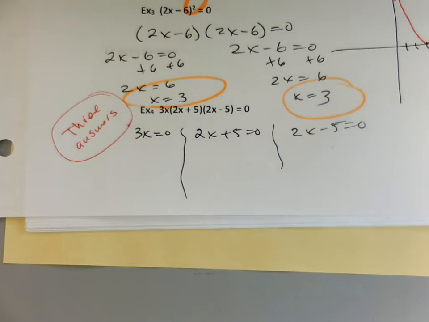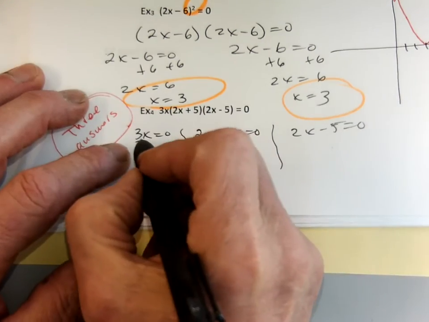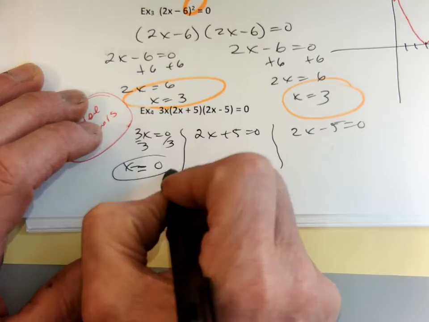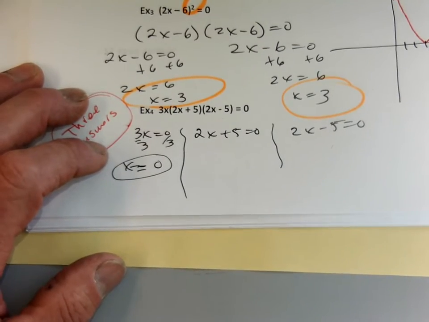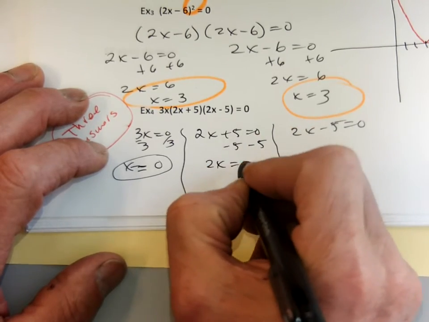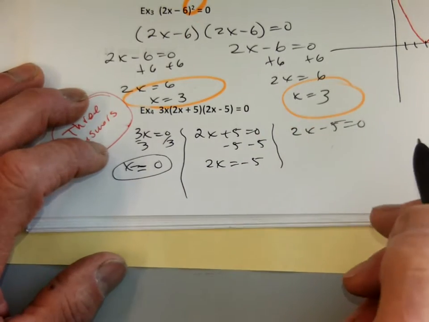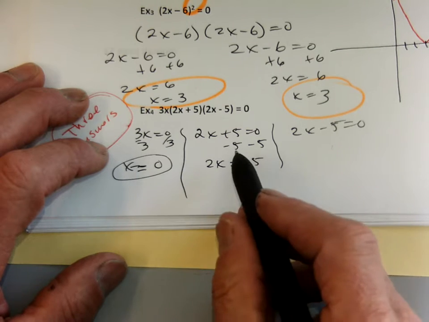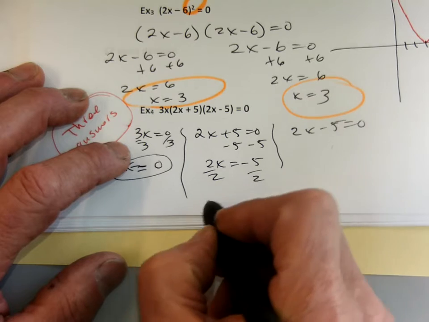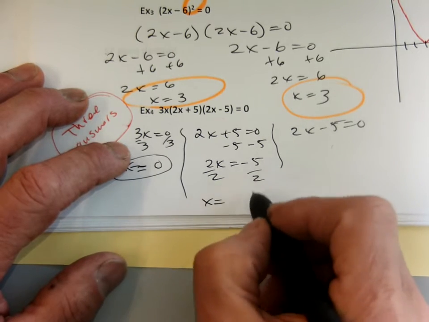All right, I'm going to divide by 3, x equals 0. That's one answer. I mean, 0 divided by 3 is still 0, right? So minus 5, I've got 2x equals negative 5. All right, so minus 5, and then divide by 2, I have x equals negative 5 halves.